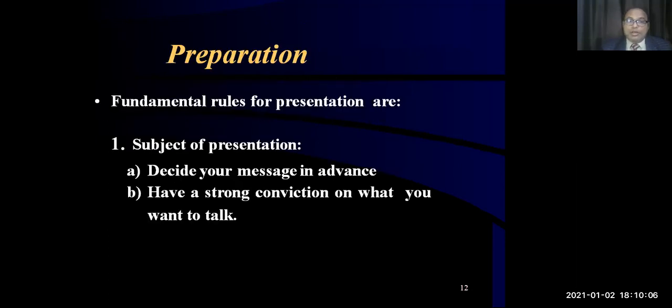Preparation. Fundamental rules for presentation are: number one, subject of presentation. Decide your message in advance. What you have to say, think over. Have a strong conviction on what you want to talk about. Conviction, confidence. You must have the guts, you must have the confidence to say your things.